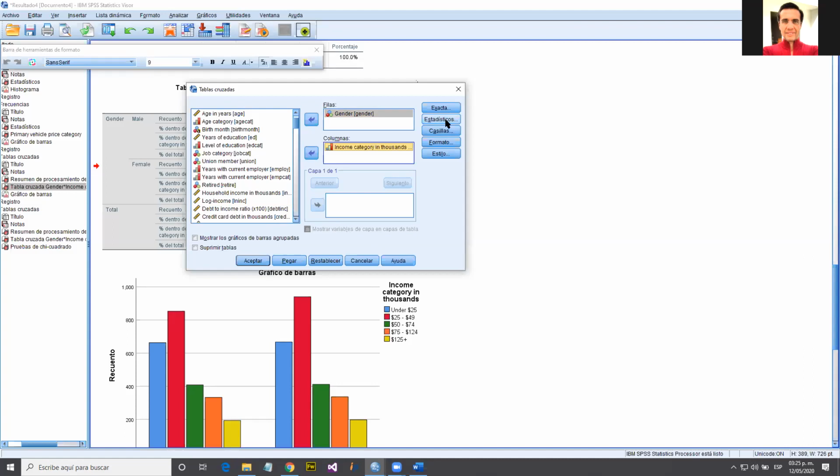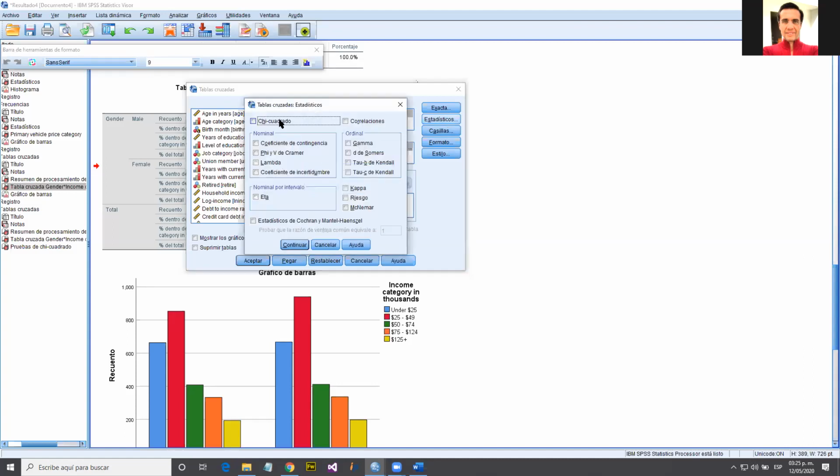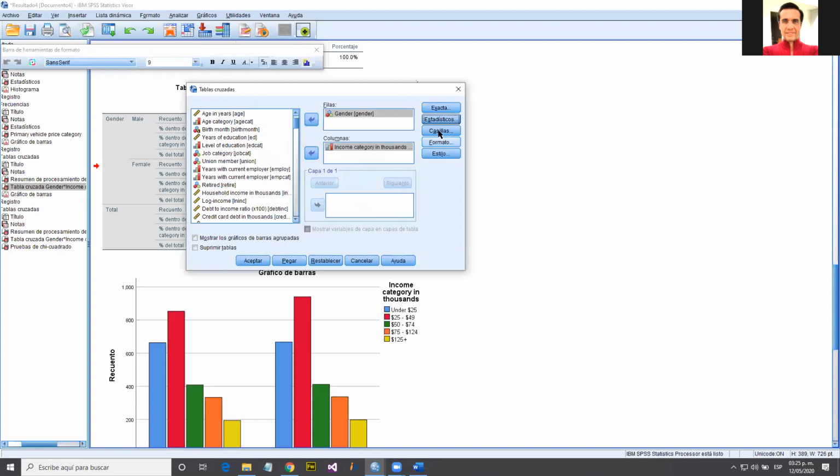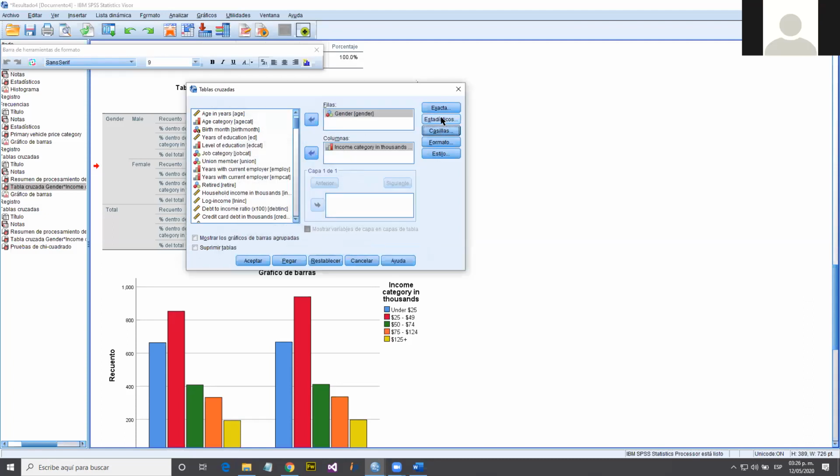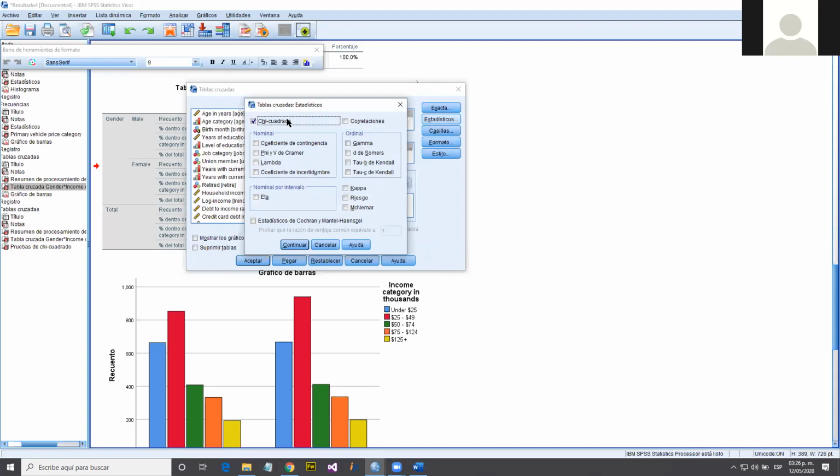Okay, now I'm going to statistics, and the analysis is chi squared. This one is the analysis. Can you repeat why it is that one? Because chi squared shows us if there is a relation and if that relation is strong or not. Okay, thank you.